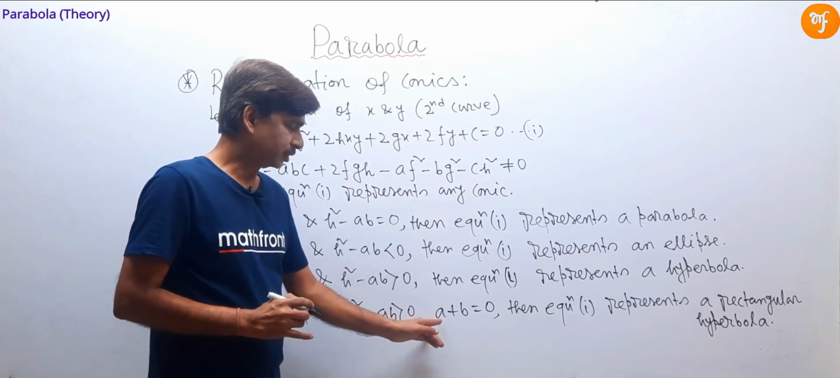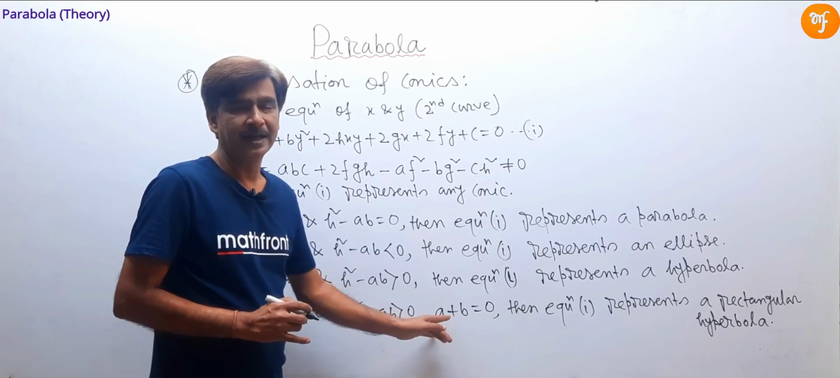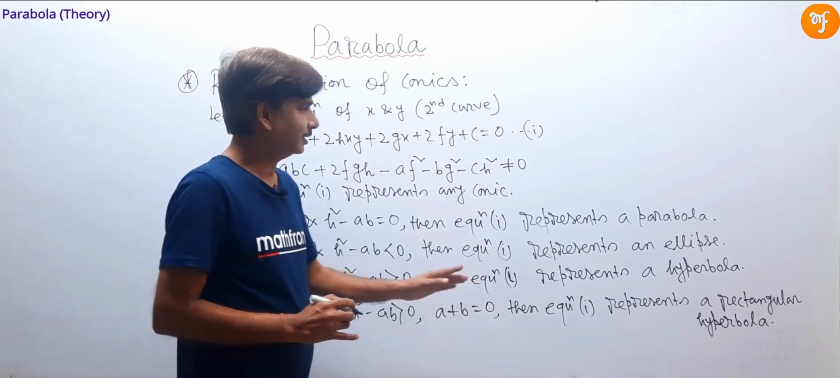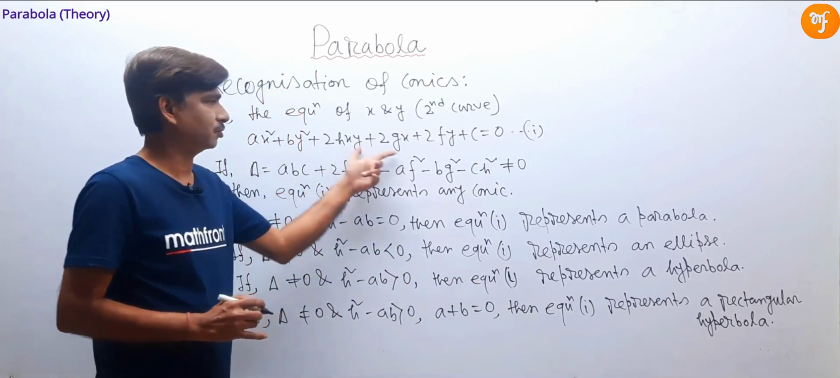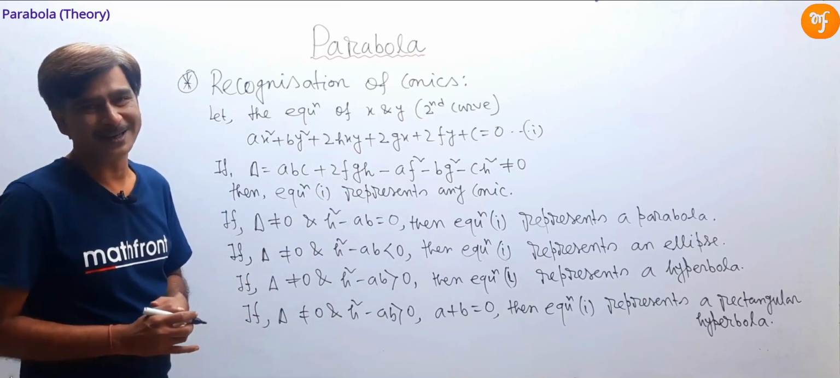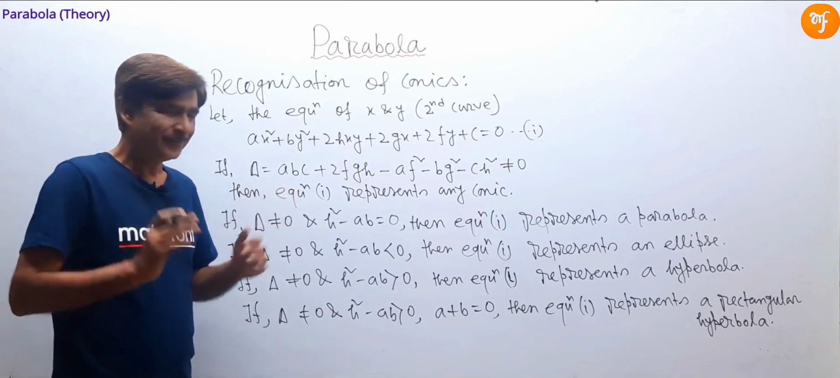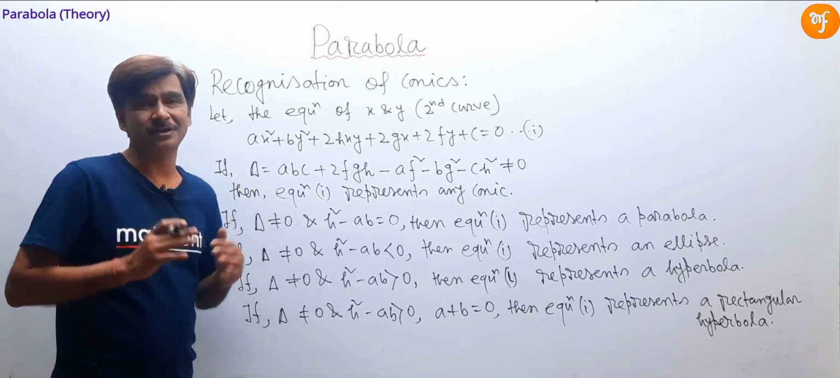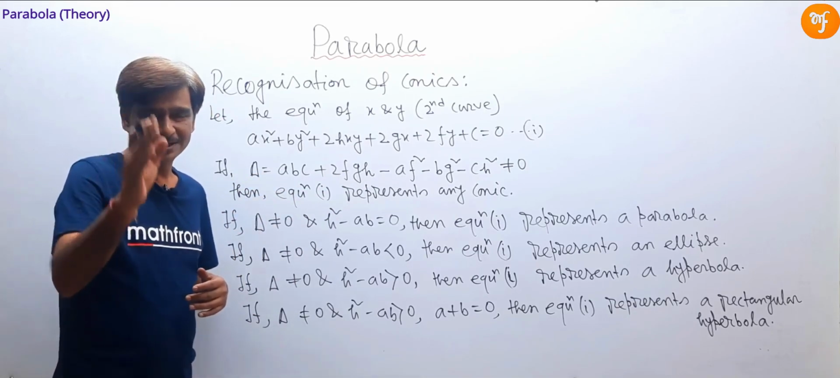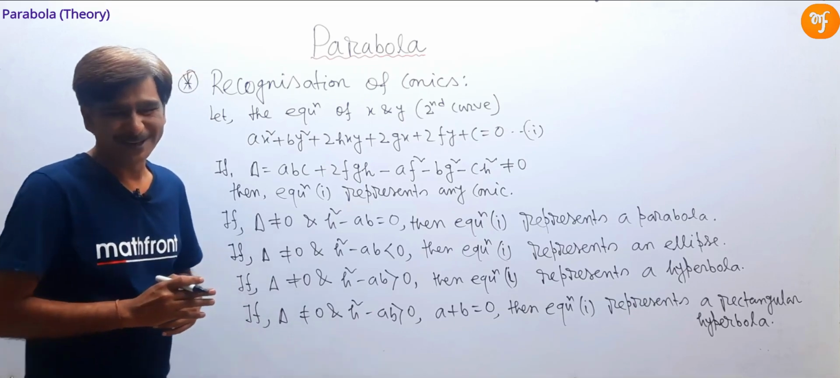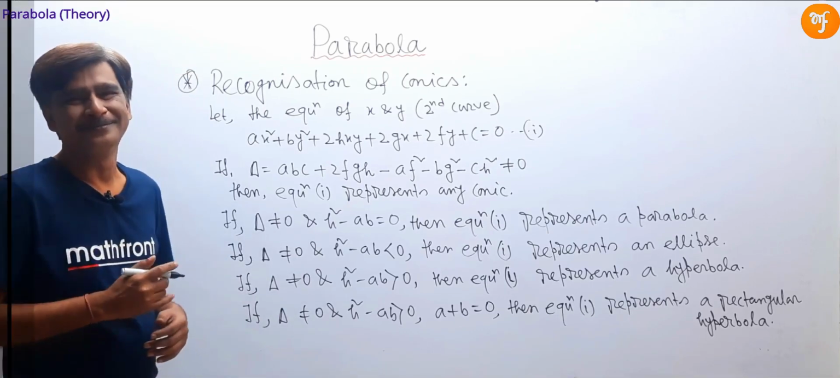Additionally, we have to test the value of a plus b, and if a plus b becomes 0, then we become sure that this equation 1 represents a rectangular hyperbola. Understand? Clear? Okay. Now come to the detailed concept on parabola. So let's start the concept on parabola. Okay, let's have a look.